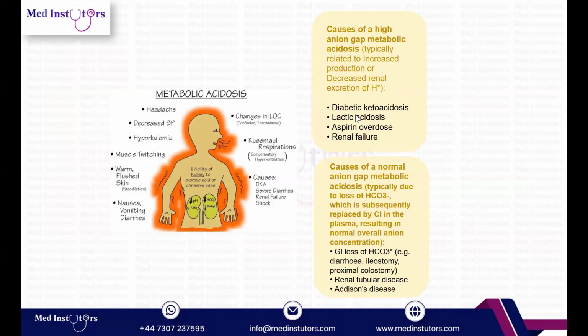Okay, so for example, we have diabetic ketoacidosis, lactic acidosis, aspirin overdose, and renal failure. And then we have causes of normal anion gap metabolic acidosis, which are typically due to loss of bicarb, which is subsequently replaced by chloride in the plasma, resulting in a normal overall anion concentration. This is the reason why in these particular conditions the anion gap is not disturbed, because the kidneys retain more and more chloride in the blood, and the patient may also have hyperchloremia.